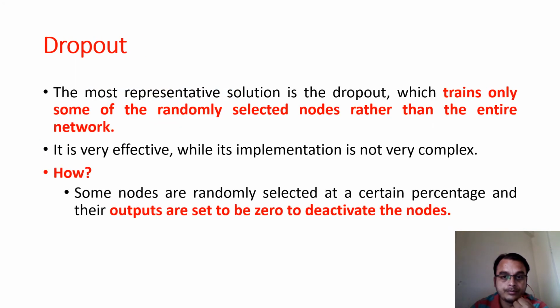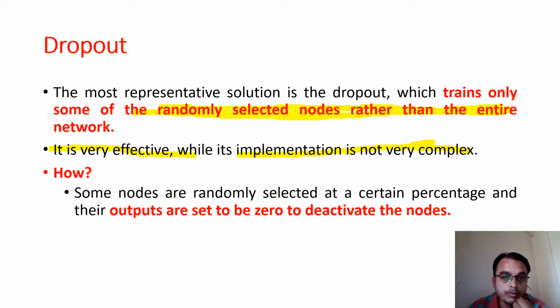Okay, now next, dropout. So what do you mean by dropout? The most representative solution is the dropout. Dropout is a very simple solution: train only some randomly selected nodes. Suppose in my first network there are 10 nodes, and in the second hidden network there are 15 nodes. Out of 15 nodes, in the first iteration I will take randomly 5 nodes, in the second iteration I will take randomly 8 nodes, and so on. So a few nodes I will always drop. That is the solution, it is very effective, and the implementation is not very complex.